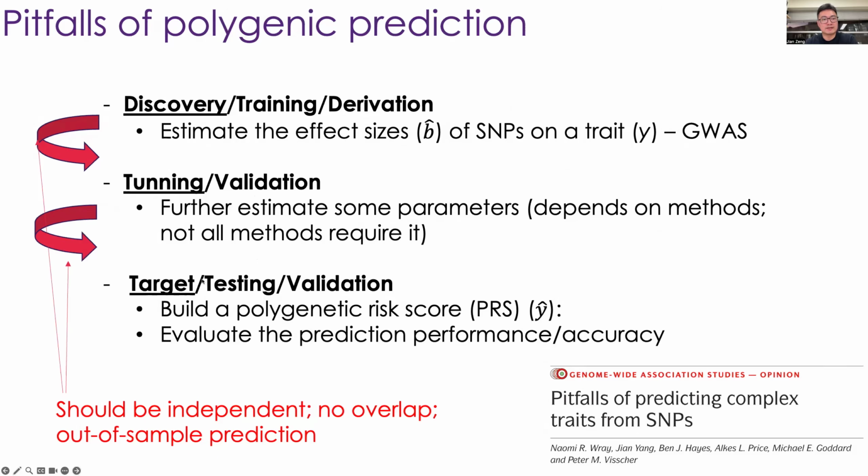And usually in this sample, we don't have the observed phenotypes. Sometimes it's also called the testing sample or validation sample. The fundamental requirement is that all of these samples need to be kept absolutely independent. Any overlap between these samples will lead to inflated prediction accuracy and invalid results.